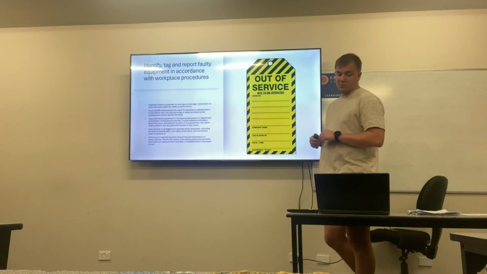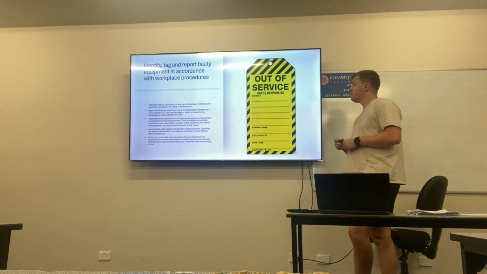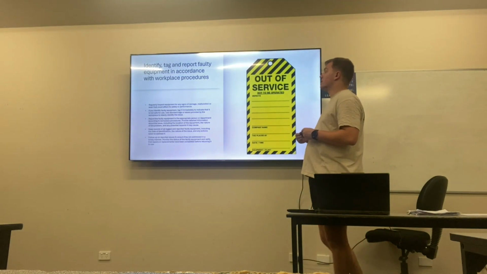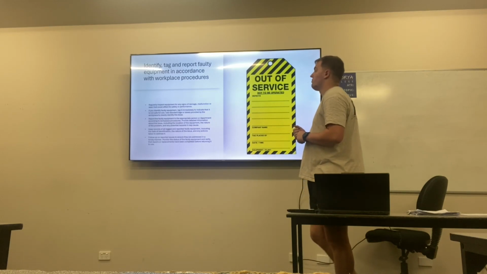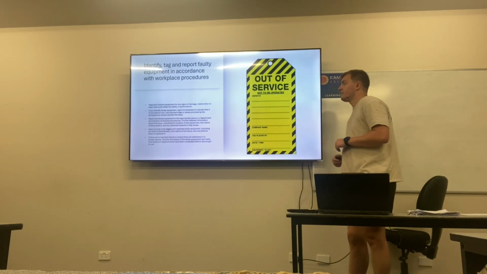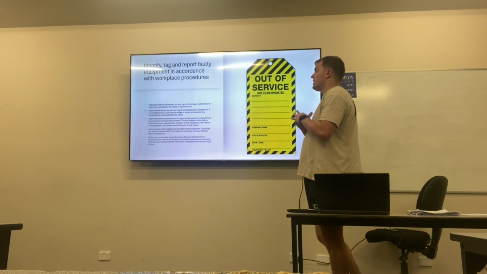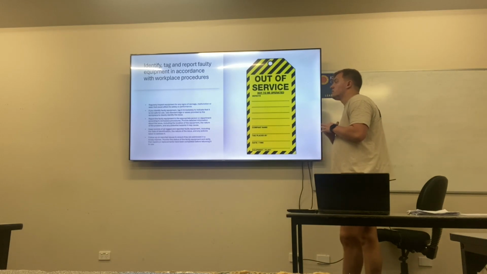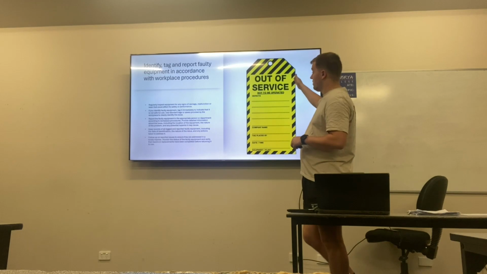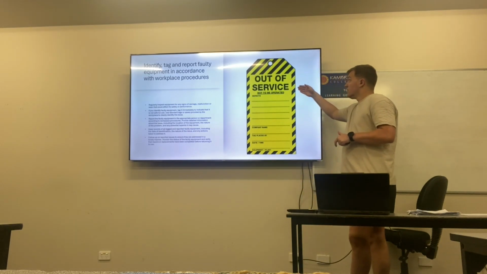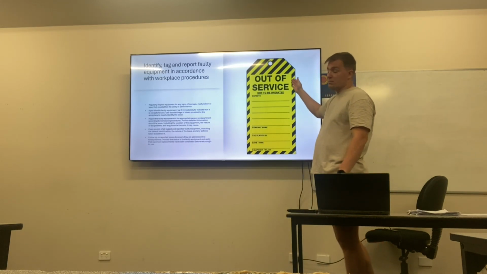Identify, tag, and report faulty equipment in accordance with workplace procedures. Regularly inspect equipment for any signs of damage, malfunction, or wear that could affect its safety or performance. If you identify faulty equipment, tag immediately to indicate that it is not safe for use. Use standard tags or labels provided by the workplace to clearly identify the issue. It might look something like this, right? They might not all look like this. Many places have different tags, but it might look something like this.